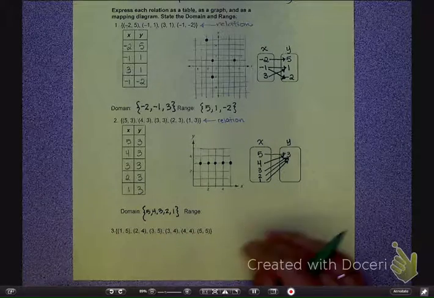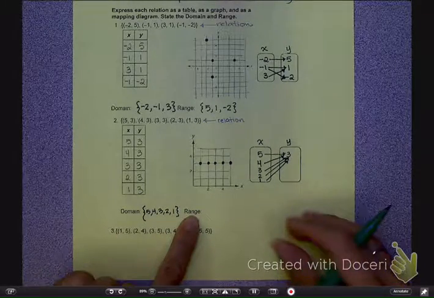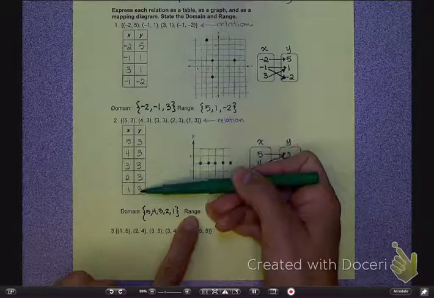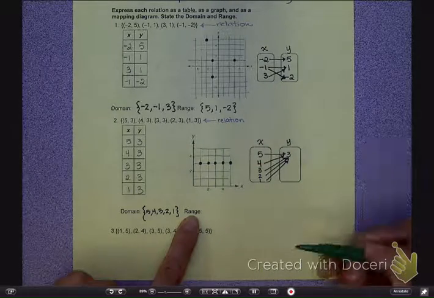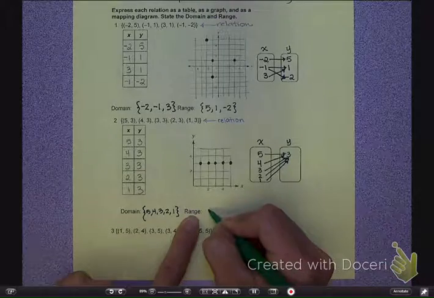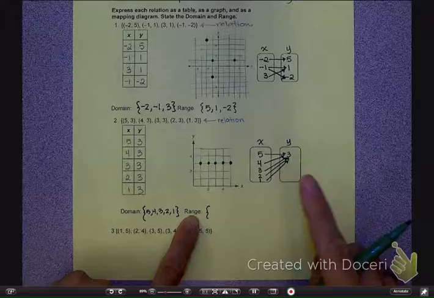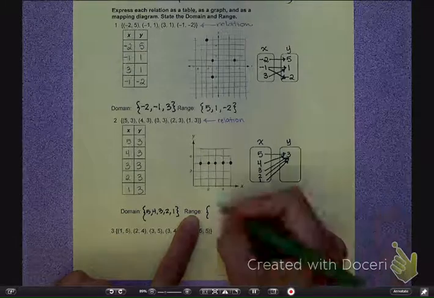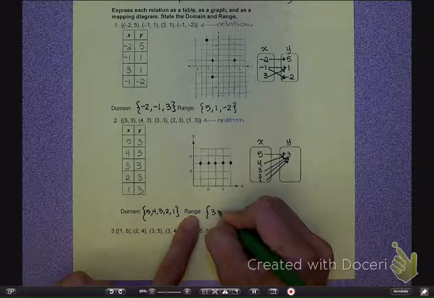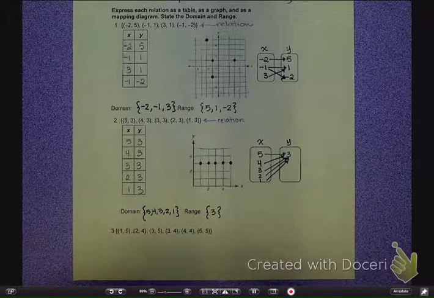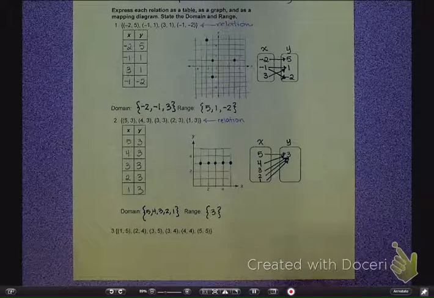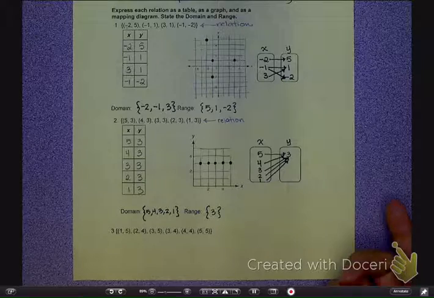Okay, now I'm going to go ahead and look at my range values. I see I have 3, 3, 3, 3, 3, or I have 3 over here. But either way, whether I look at the table or the mapping, I'm only going to write 3, because I don't need to repeat any of the values. So the range is 3. The only possible number I can get for a y value is 3.